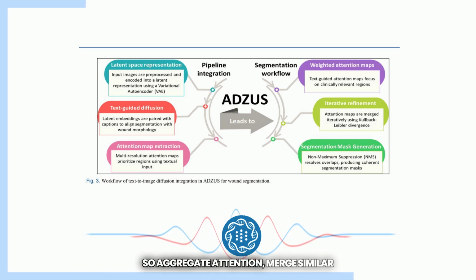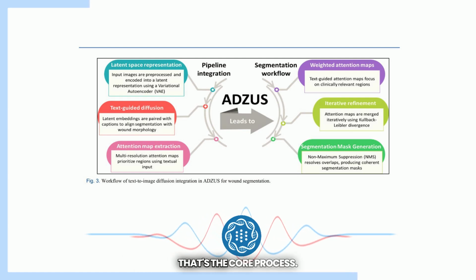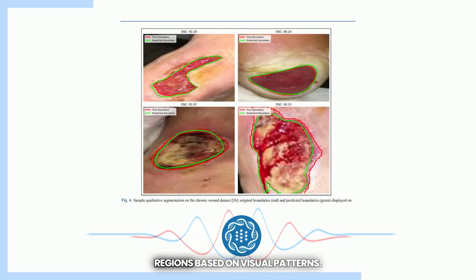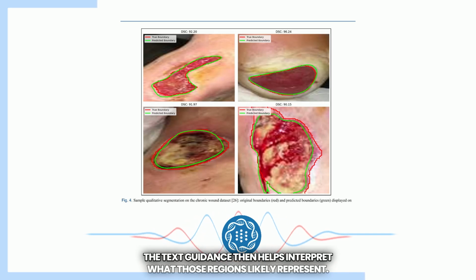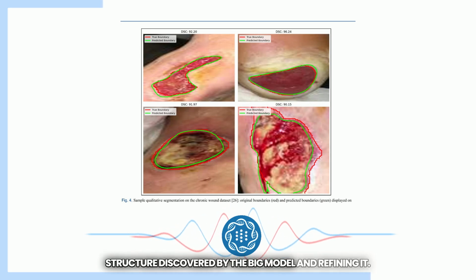So aggregate attention, merge similar regions iteratively, then clean up overlaps. That's the core process. And remember, initially, this just identifies regions based on visual patterns. The text guidance then helps interpret what those regions likely represent. It's a really neat pipeline, using the inherent structure discovered by the big model and refining it.